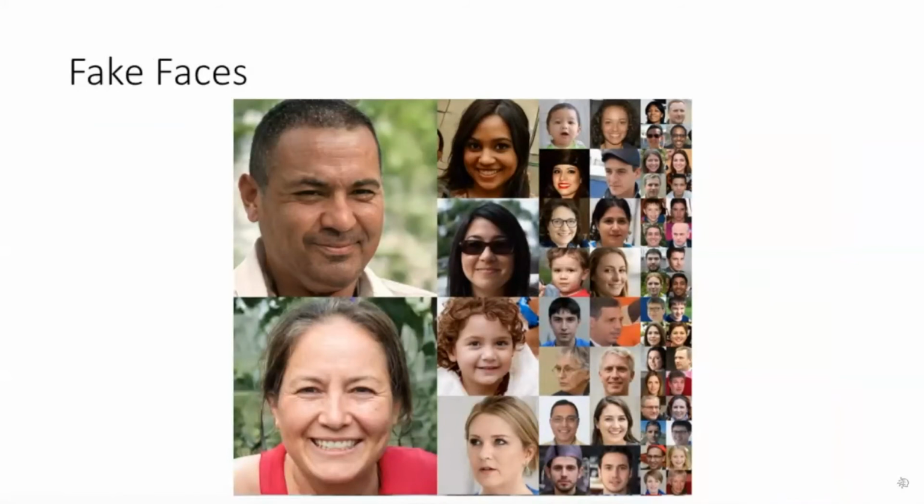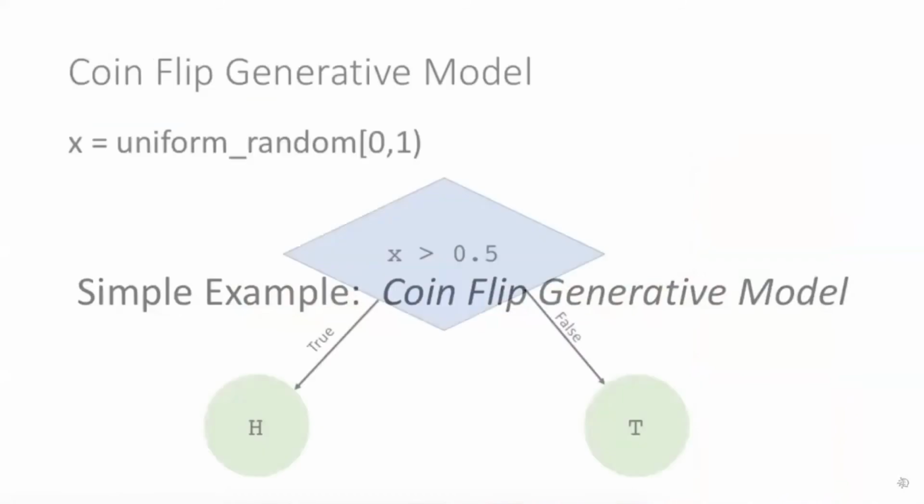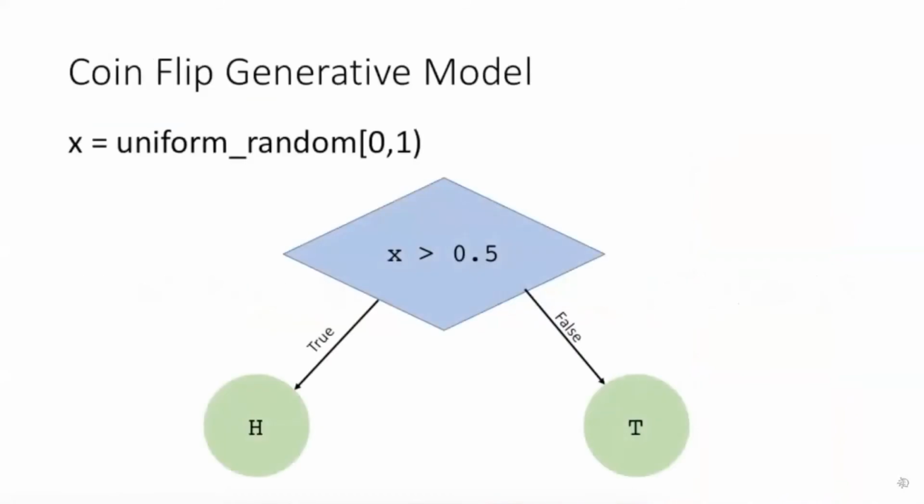To wrap our heads around this, let's think of a simpler example, like coin flips. We could specify a generative model of coin flips like this. First, draw a random number between 0 and 1. Then, if the number is greater than 0.5, let's say it's heads, otherwise tails.